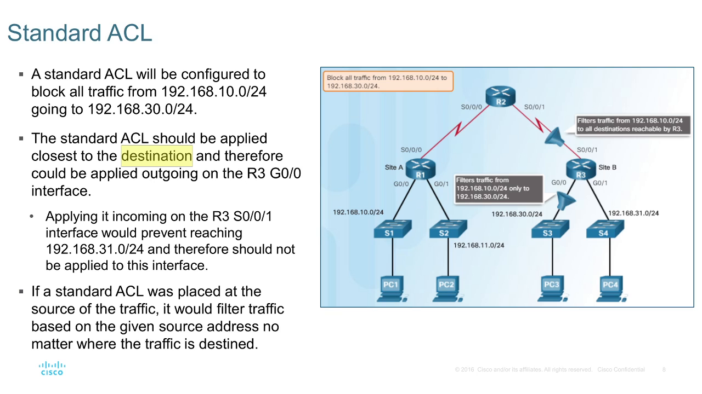But the only other main point about standard ACL is we will only have information about source, where the packet has originated. We only have the information about the source network. That's all we have.